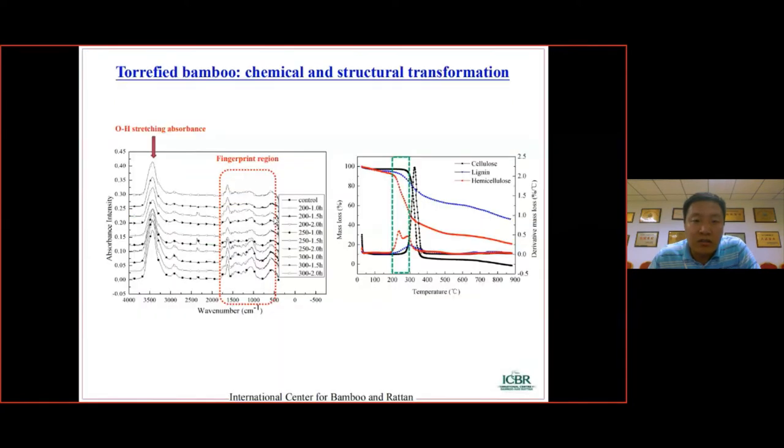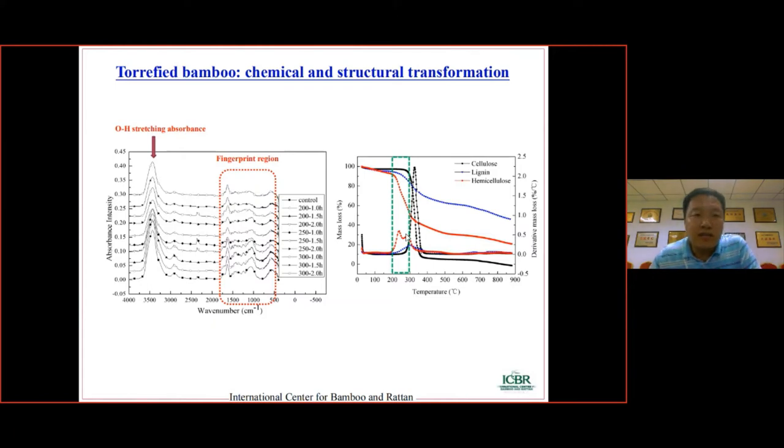This is the FTIR spectrum of the torrefied bamboo to confirm the chemical and structural transformation. We found the characteristic peaks, especially in the fingerprint regions, changed because the cellulose, lignin, and hemicellulose of the bamboo materials underwent thermal decomposition during the torrefaction process.